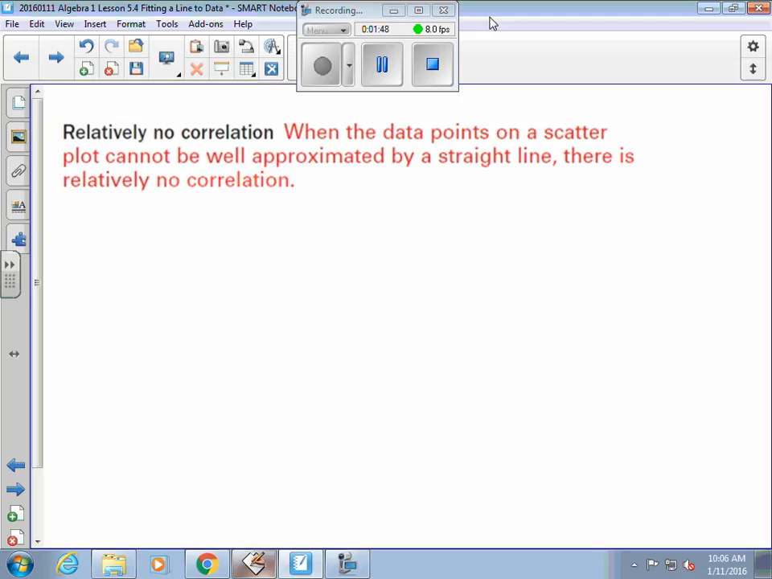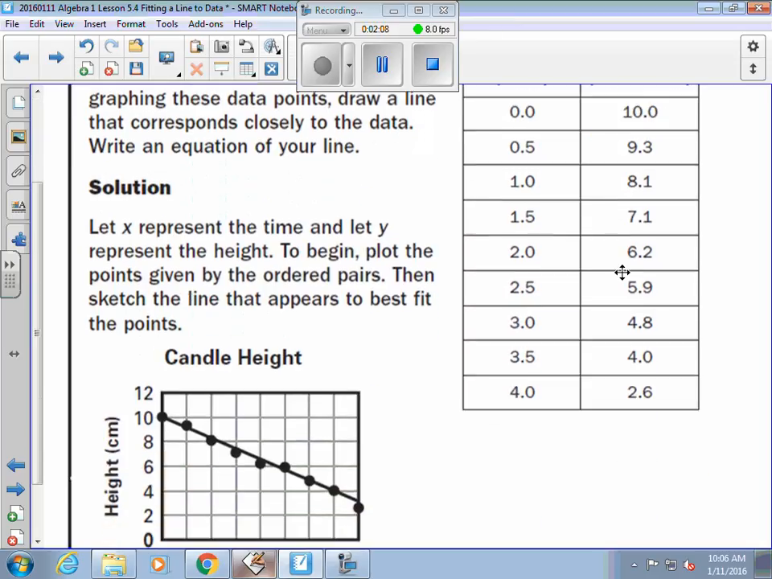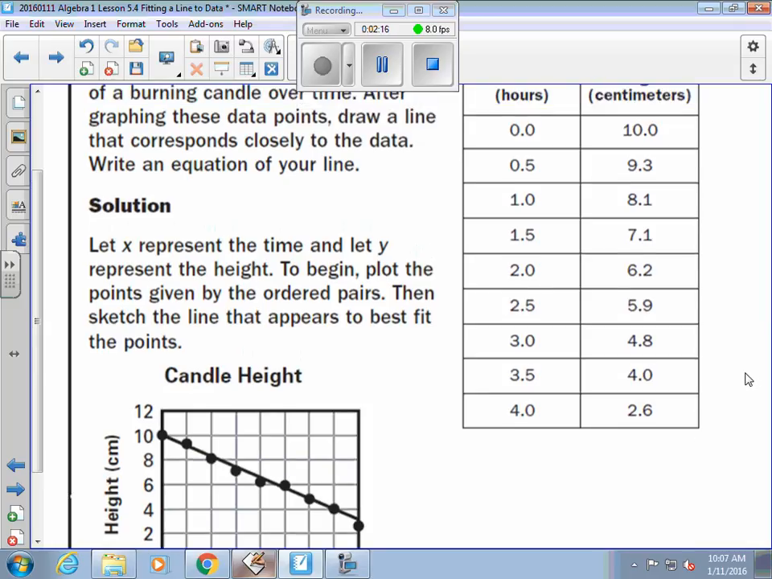Very simple concept. Example number one is approximating a best fitting line. It says the data in the table shows the height of a burning candle over time. After graphing these data points, draw a line that corresponds to the data. Write an equation of your line. So it says let x represent the time and y represent the height. To begin, plot the points given by the ordered pairs, then sketch a line that appears to best fit the points. So if we plot each one of these at 0, it's 10 centimeters. At half an hour, it's 9.3. At 1 hour, it's 8.1, and so on and so forth.